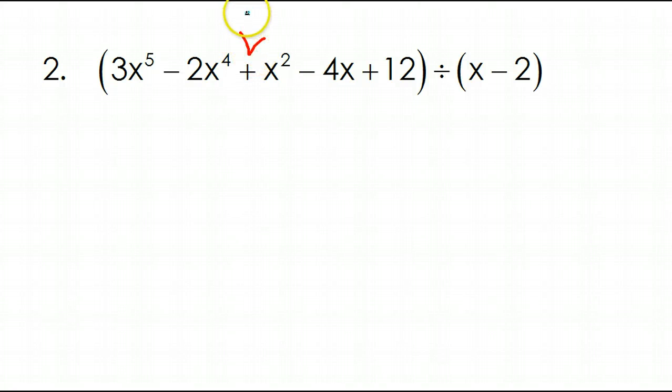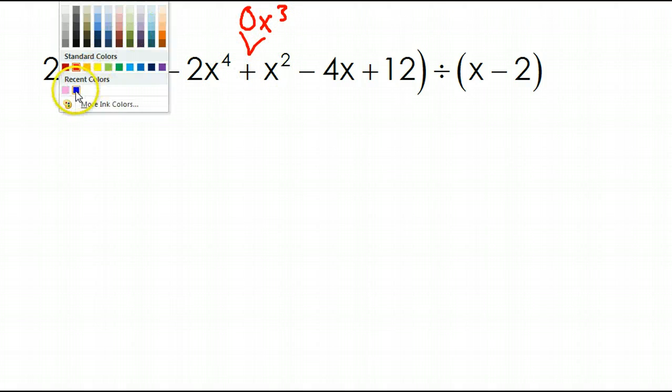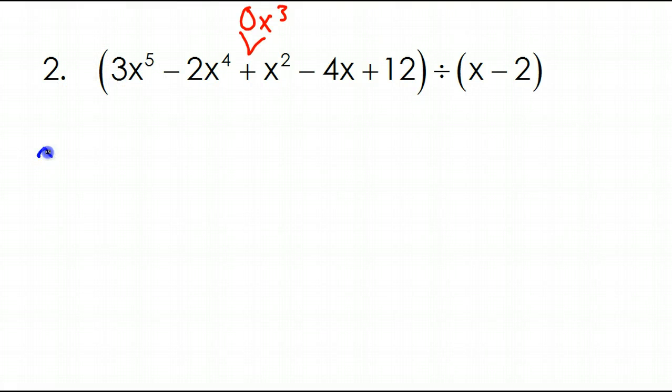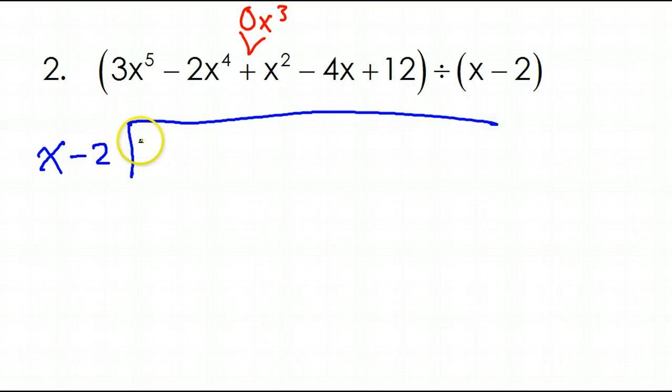Okay, there should be a third power here. So what I'm going to do is squeeze in a 0x to the third power as a placeholder. So when I set this up, I'm going to have x minus 2 divided into 3x to the 5th power minus 2x to the 4th power.